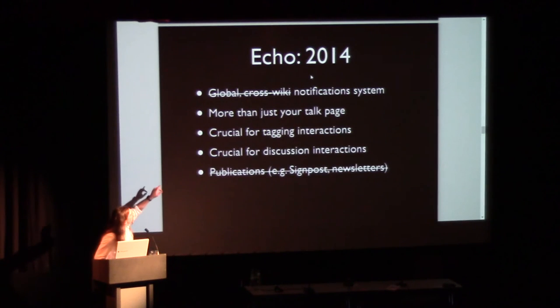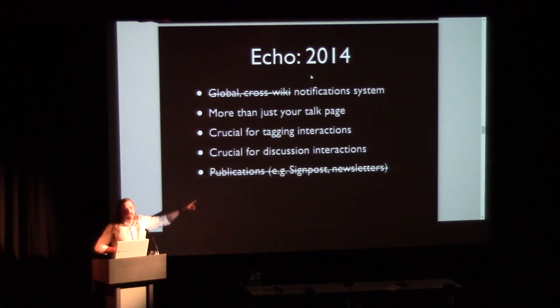So the global cross-wiki thing, which was near and dear to my heart, did not make it through the product cycle. And so at this point, Echo is still just local wiki. That's kind of a sad thing, but hopefully we're going to fix that, especially since Flow is already cross-wiki. Bet you didn't know that.